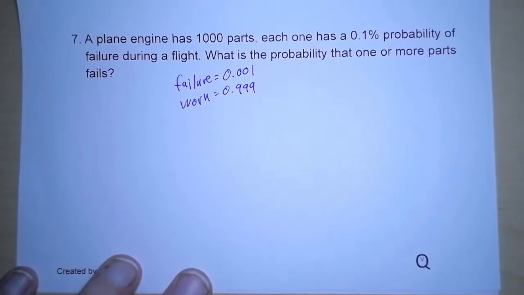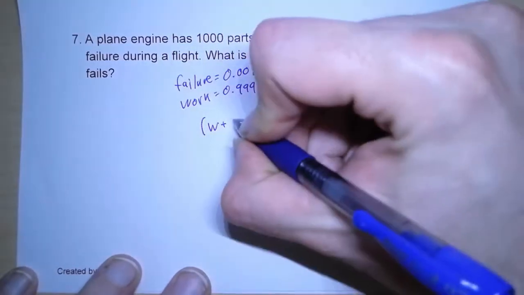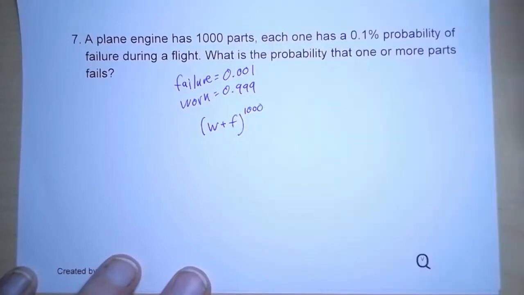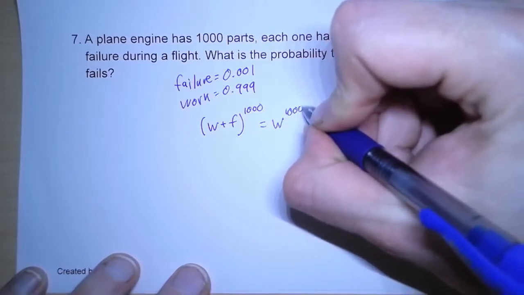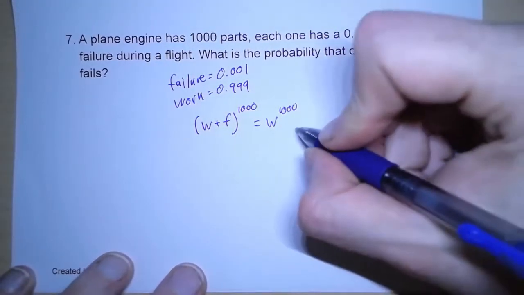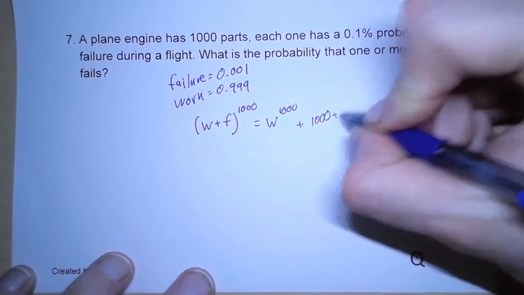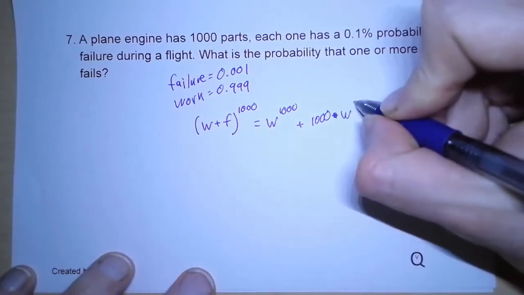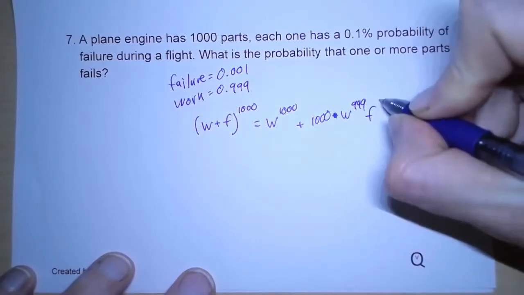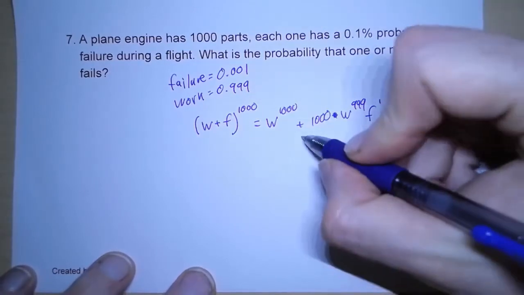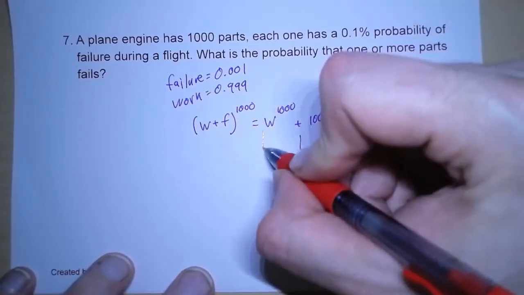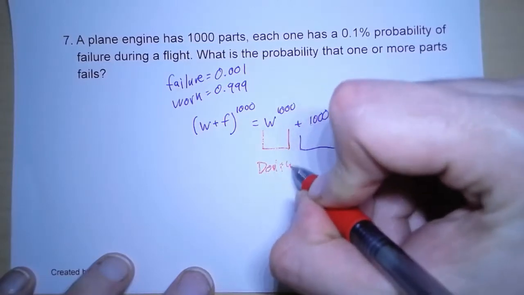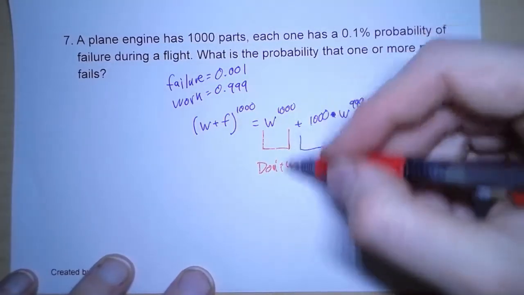And that's a very long answer, because that means if we expanded this binomial, w plus f, to the 1,000. However, let's think about this for a second. The first term is going to be w to the 1,000, meaning that all 1,000 parts work. What's the second term? 1,000 times w to the 999 f to the 1. Now what do we want? We want all of these chances added together. Well, that means that this is what we don't want. And so similarly to number 5, we can figure out what we don't want and subtract it from 1.